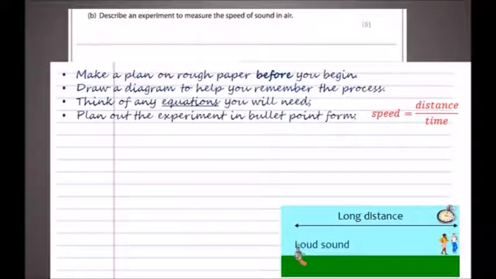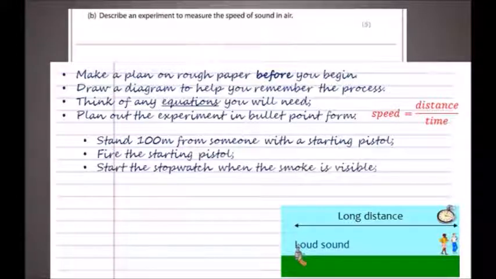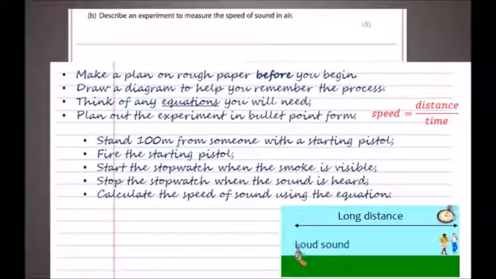I would plan out the experiment in bullet point form. So I'd describe the points that you're going to do and write them down in rough. So I'd stand a large distance away from someone with a starting pistol, fire the starting pistol, start the stopwatch when the smoke is visible, stop the stopwatch when the sound is heard, and then calculate the speed of sound using the equation speed equals distance over time.